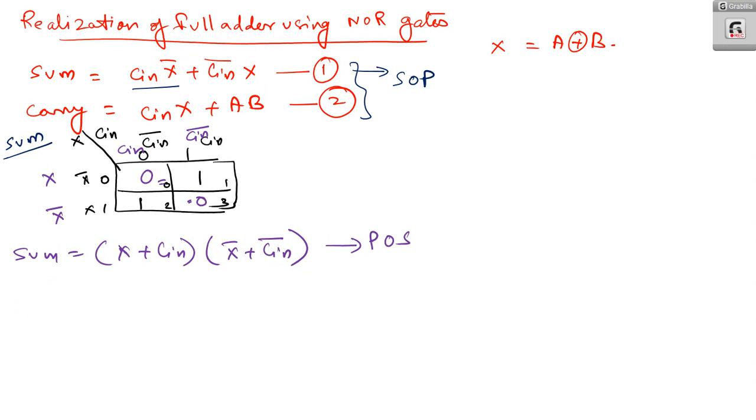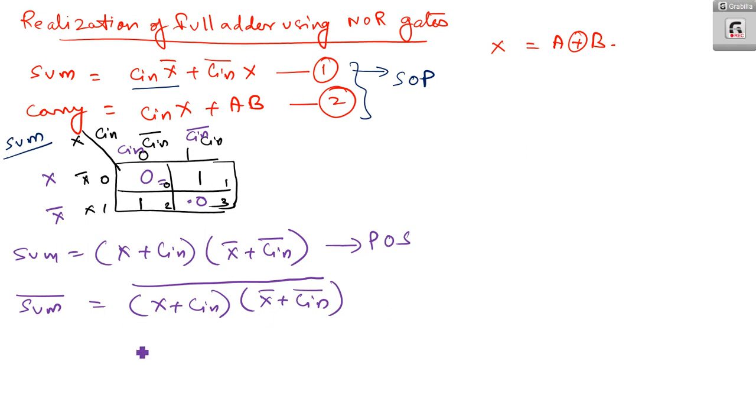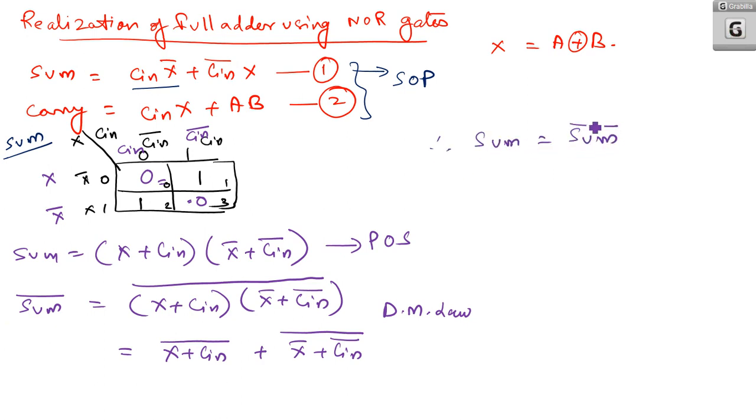Now coming into sum, taking the complement of that, sum complement. What is it? That is H or Cin and H bar or Cin bar, the whole complement. That is basically H or Cin, the whole bar, or H bar or Cin bar, the whole bar, according to De Morgan's law. So this is basically the complement of sum. Therefore, sum you can write as complement of its complement, that is sum bar bar.